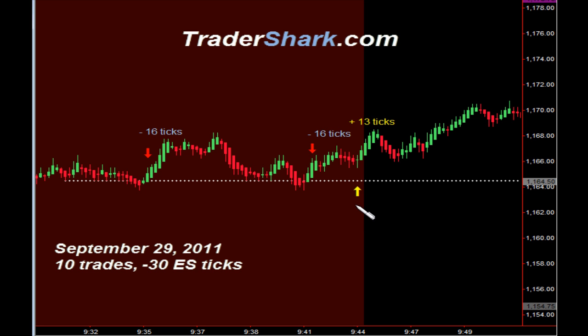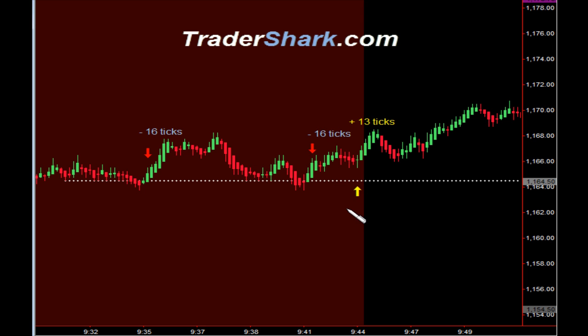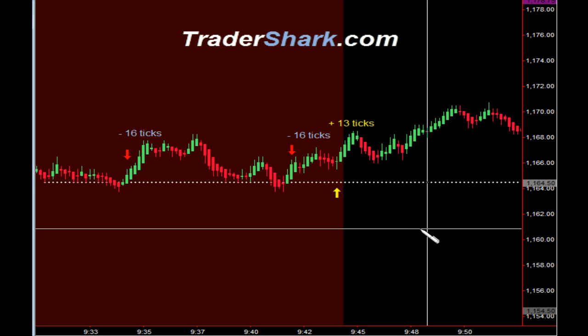Then there was a trade that occurred just before the 9:45 hour, and our rule is we don't usually take trades within that first 15 minutes. That trade generated plus target 1 and target 2, plus 13 ES ticks. We did not take that trade, and that's represented by the yellow. So the ones that are in white are the ones we're counting for the purposes of the video.